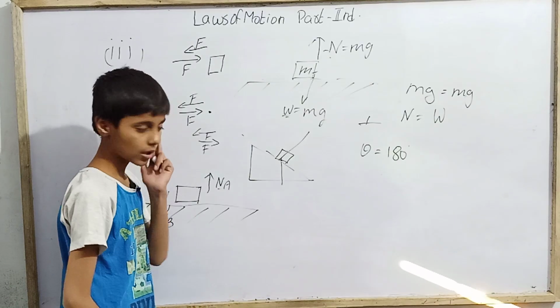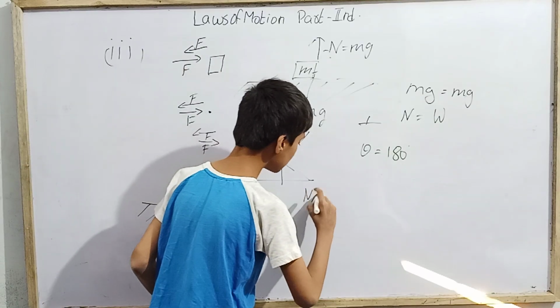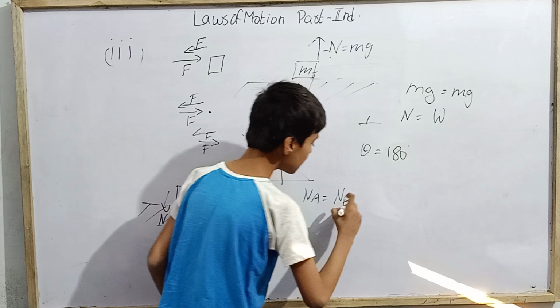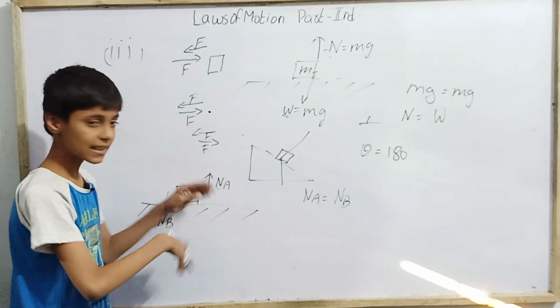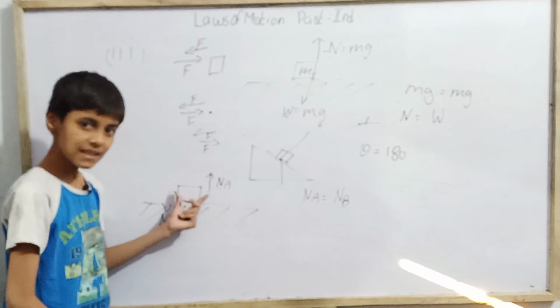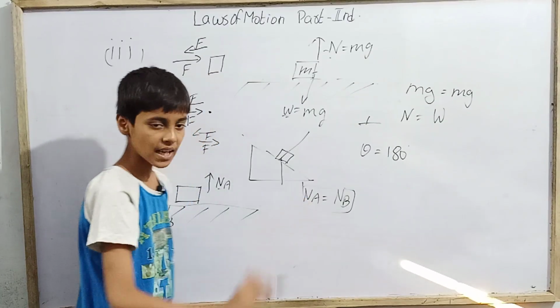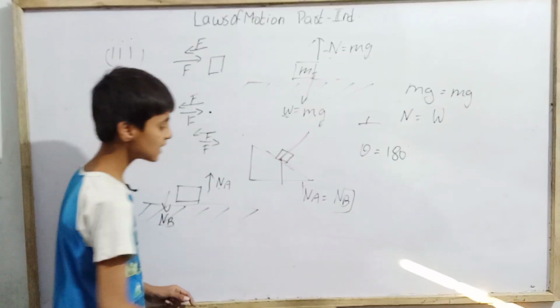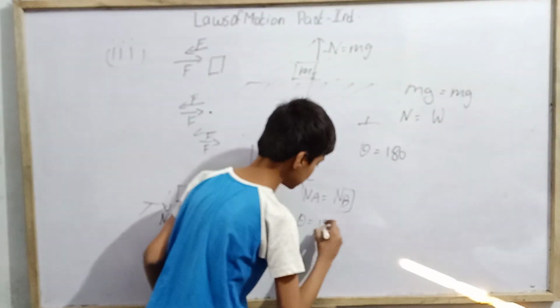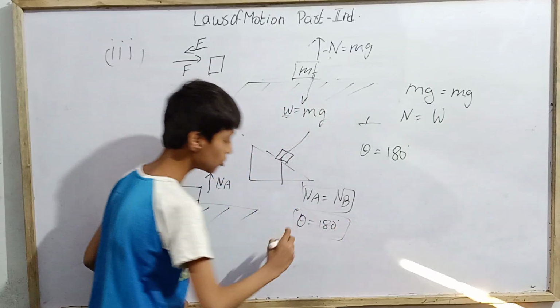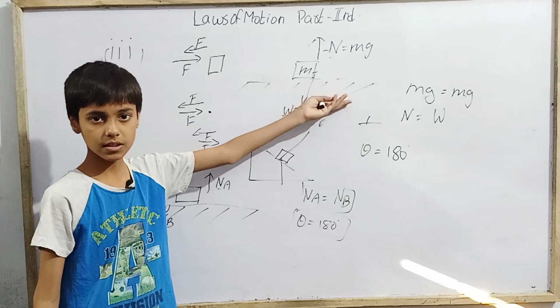Since N equals mg, NA is always equal to NB. Then the block is stable. Otherwise the block wouldn't be stable. So NA equals NB. After that we see that the angle here is 180 degrees. Okay, those are the two important rules.